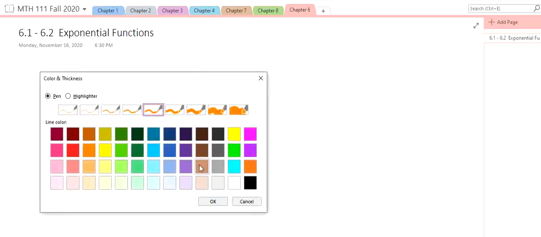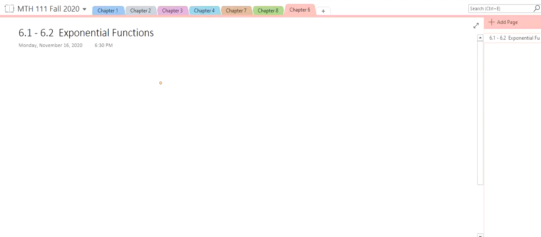Okay, let's talk about exponential functions. So an exponential function has this form. Now, what's different about this is x, your independent variable, is in the exponent.